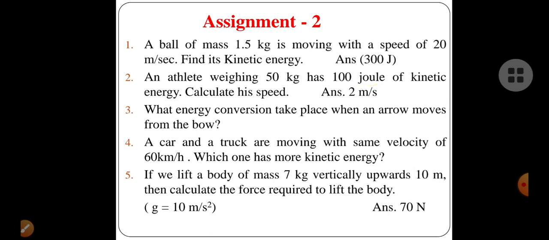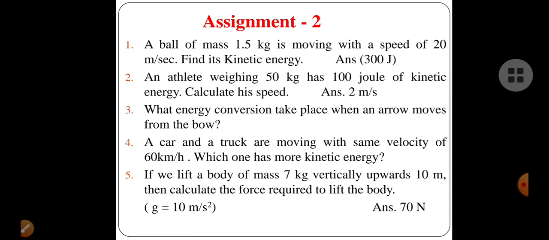Question number 3. What energy conversion takes place when an arrow moves from a bow? We already have discussed it with the topic that while an arrow goes out of the bow, then your muscular energy is converted into kinetic energy of the arrow. So we'll write muscular energy to the kinetic energy. Muscular energy is converted into elastic potential energy. You have to write 3 steps actually.